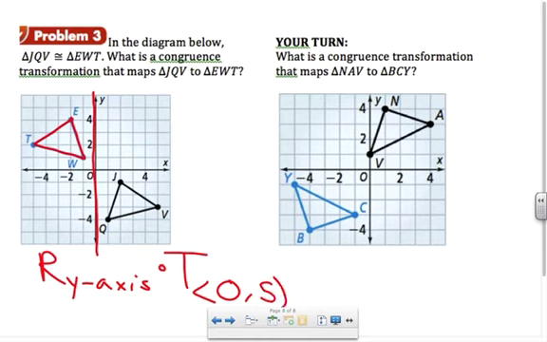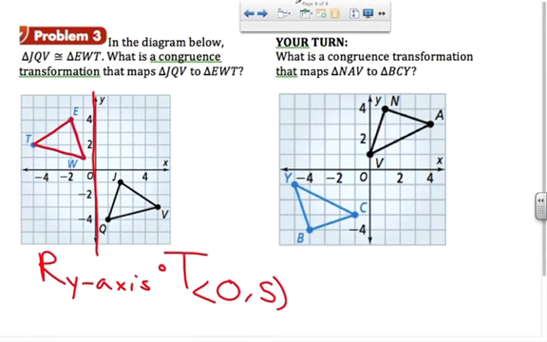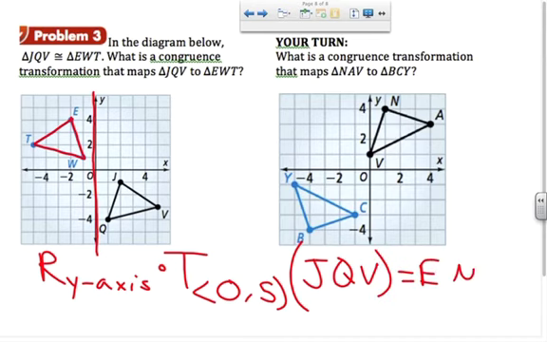And if I really want to be a stickler about the notation, I can say, well, what did you do all of this to? And I would say, well, I did all of that to triangle JQV in order to get triangle EWT. And that's my congruence transformation that maps triangle JQV to triangle EWT.